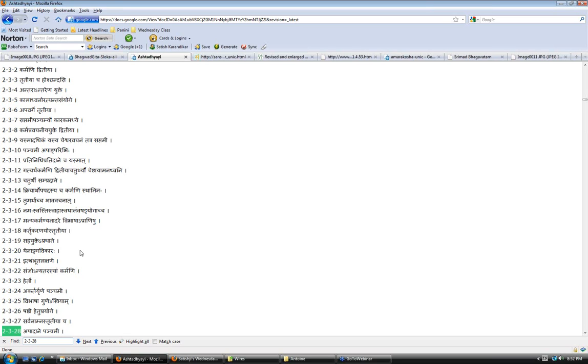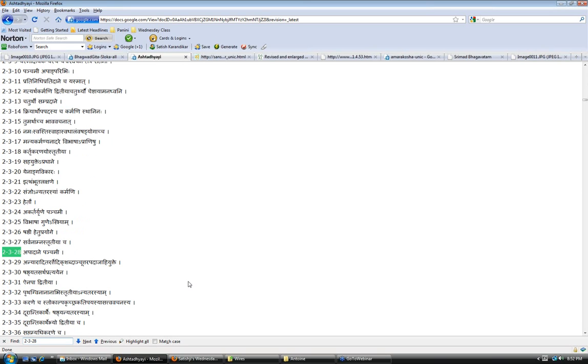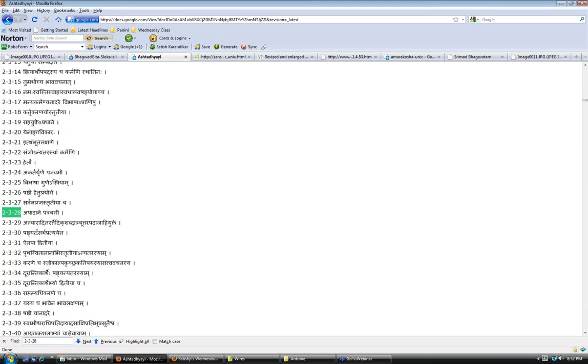So, Apadane Panchami. But then what happens is that sometimes Panini will assign a sutra without giving the Apadana sanjna. So those are called Upapada Vibhakti. For example, we are going from 2.3.28 to 2.3.35. There are a number of rules over here.